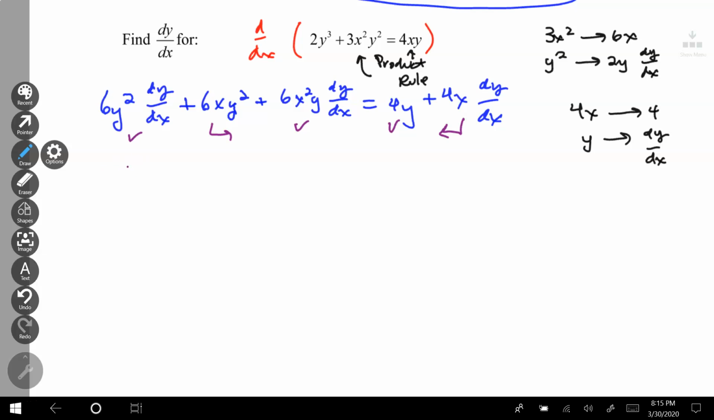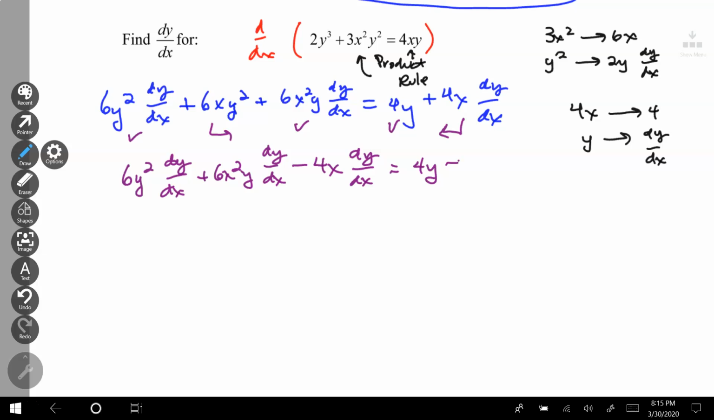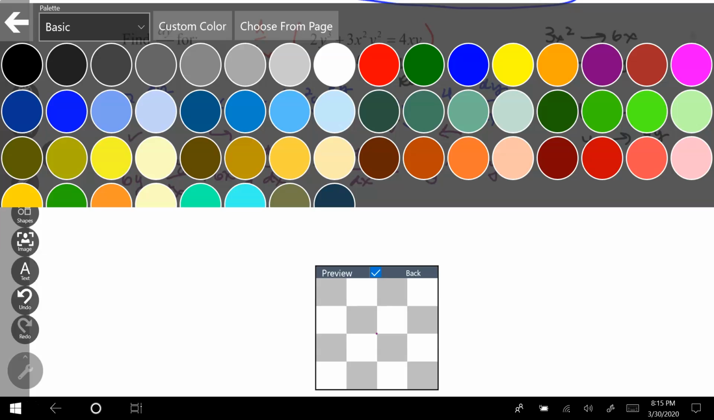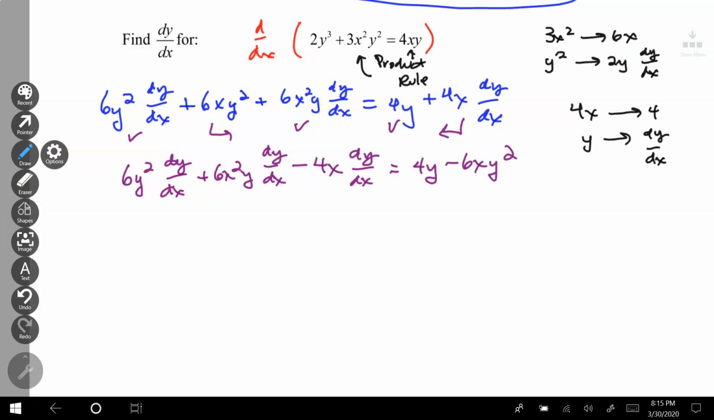I'm just going to rewrite it. 6y squared dy over dx plus 6x squared y dy over dx minus 4x dy over dx is equal to 4y minus 6xy squared. I have all the dy over dx terms on the left and everything that does not on the right. Change my color to green. Factor out a dy over dx.